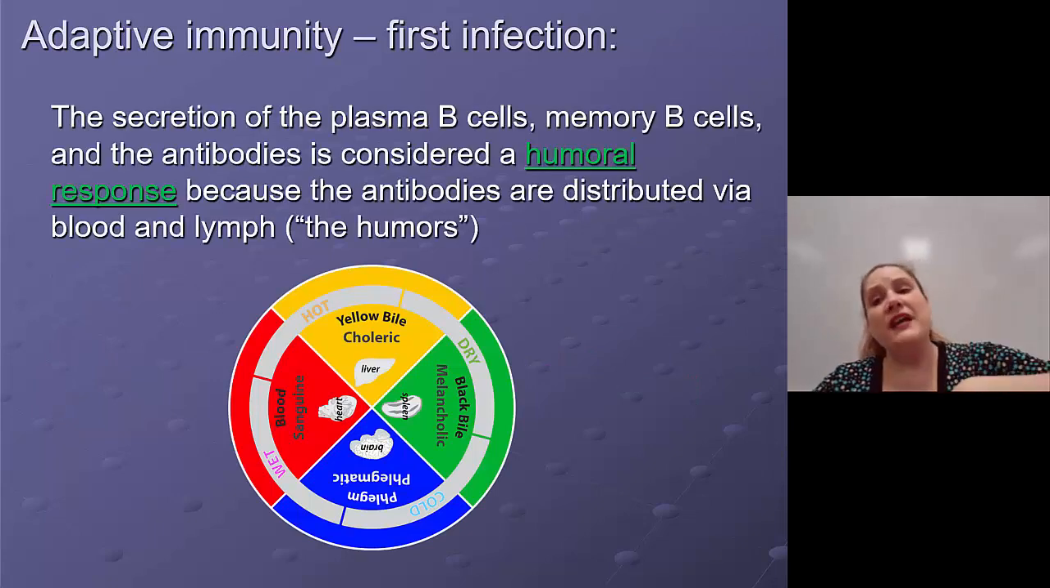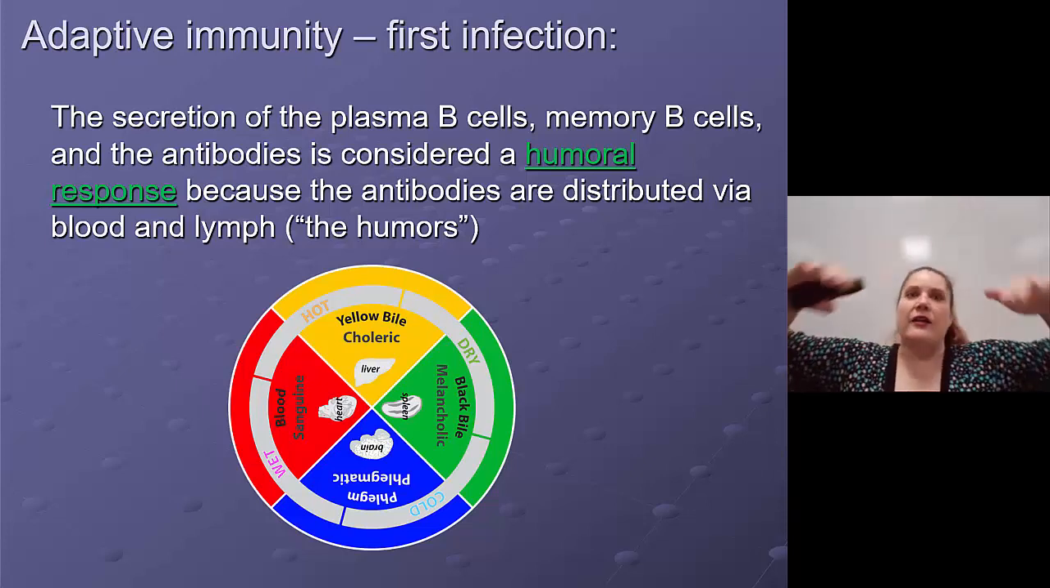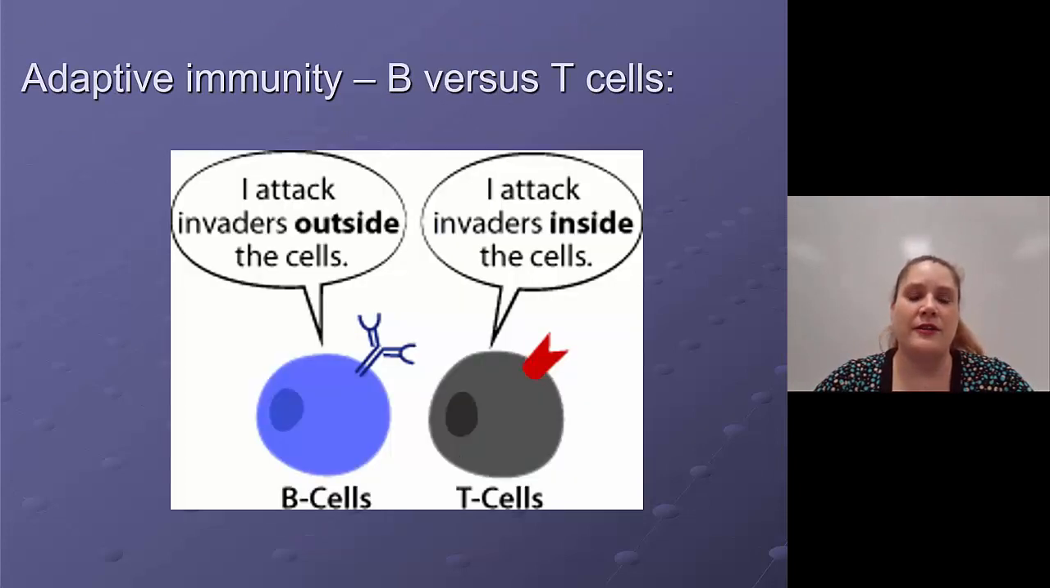The secretion of the B cells and the antibodies is considered a humoral response because the antibodies are distributed via the blood and the lymph, which we call the humors. Way back before we understood as much about the body as we do now, people talked about the humors. Bile was one of your humors. Phlegm was a humor. Blood and lymph were humors. So it's a humoral response because it's in the humors. So B cells, humoral response; T cells, cell-mediated response. Again, another way to have those branches in your graphic organizer.